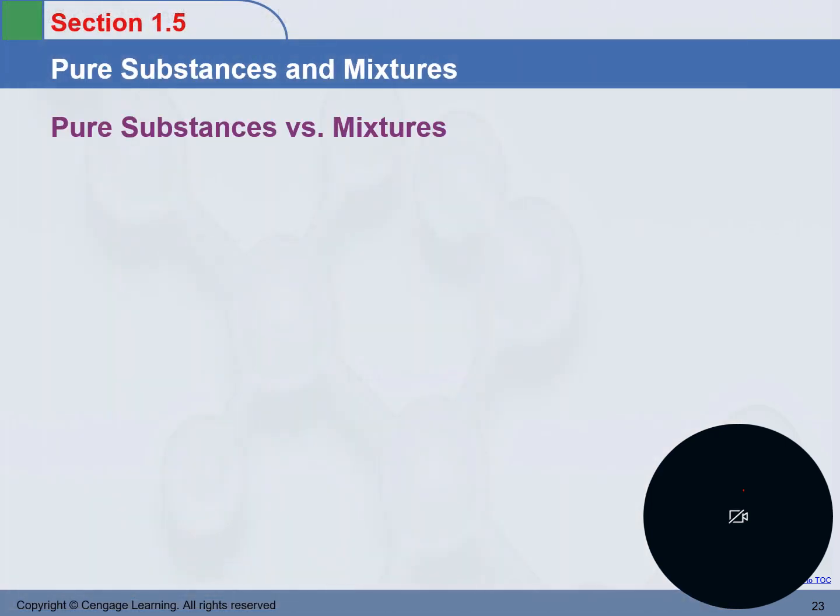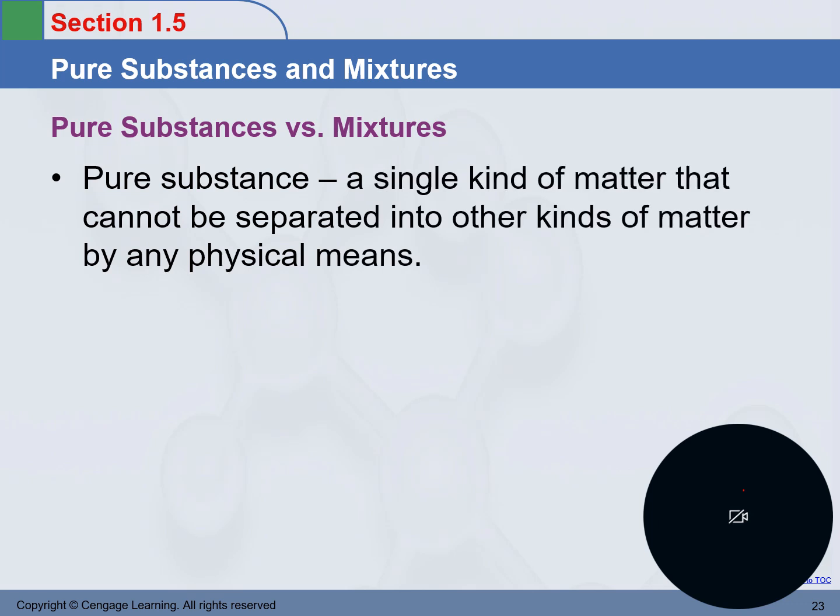For section 5 of chapter 1, we're going to try to start breaking down matter into whether it's a pure substance or mixtures. Pure substance is a single kind of matter that cannot be separated into other kinds of matter by ordinary physical means. Here's a couple examples: water, H2O, or carbon dioxide, CO2.